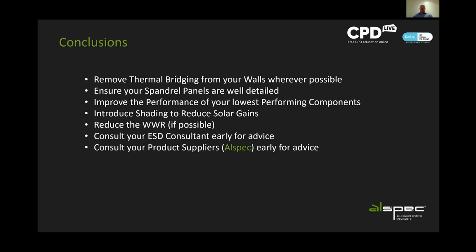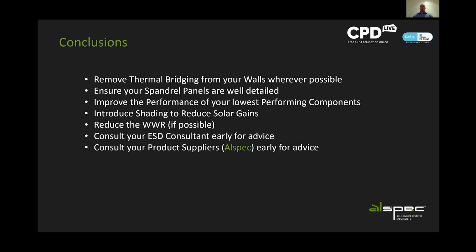So you want to improve the performance of your lowest performing components, and in most instances that's going to be your windows and doors. So your windows, your doors, your fixed framing, ensure that they're performing well, and your overall system's going to perform well. Your window is always going to have less performance than your wall when it comes to thermal performance and solar gain. So introduce shading to reduce solar gains. That's going to be really, really important. You're going to have to start considering that early in your design process. Sometimes you're going to have to reduce window to wall ratio. I think that was one of the intents of the National Construction Code and the ABCB when they put this Section J together. It was to try and reduce window wall ratios, especially in buildings like aged care facilities.